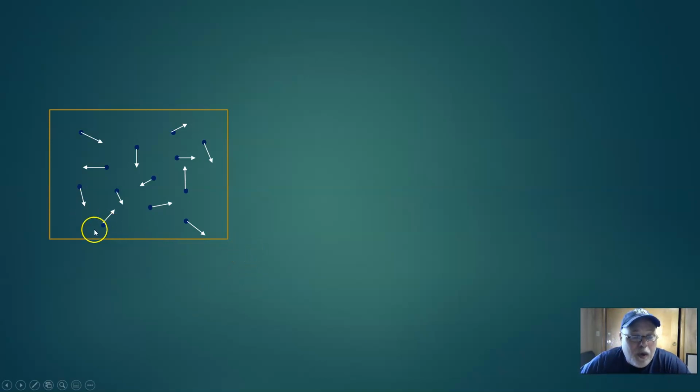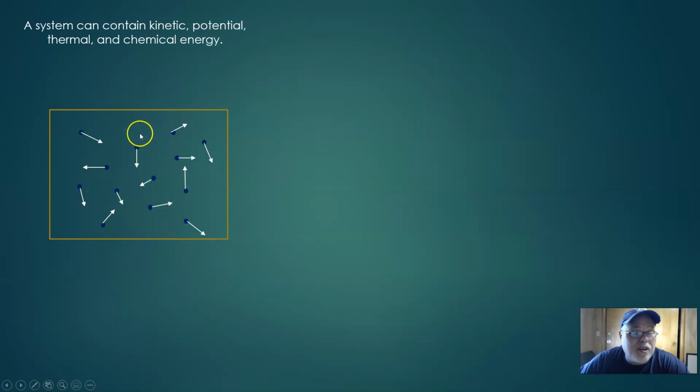Now, we need to understand that within any system, there can be all kinds of energy present. This can contain kinetic energy, because it's moving. It can contain potential energy that arises from forces of interaction between those particles. There could be thermal energy in the individual particles. Maybe the molecules in each particle are vibrating and creating heat. And of course, there's chemical energy in the bonds that make up those particles. So if we were to talk about the total energy in a system, we have to account for the fact that there could be all kinds of energy in that system: kinetic, potential, thermal, chemical, all of those could be there.